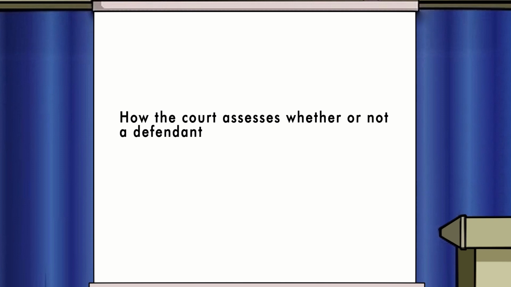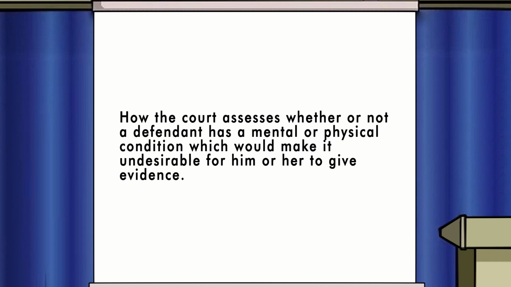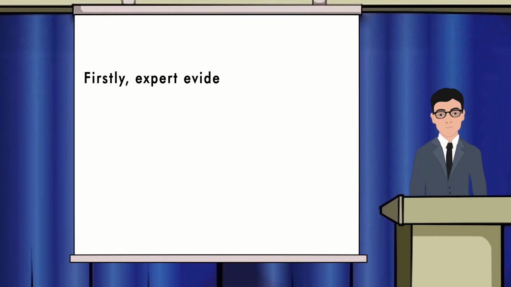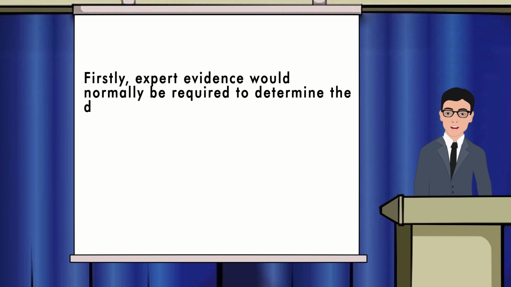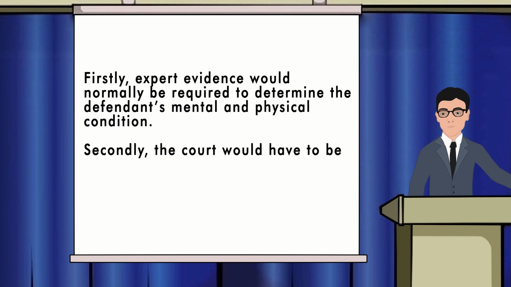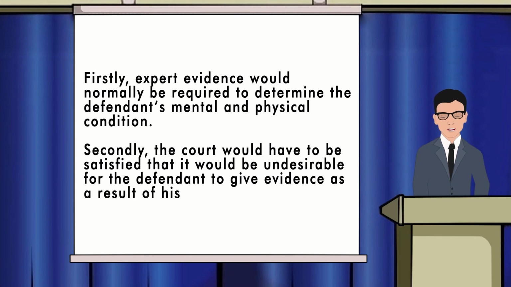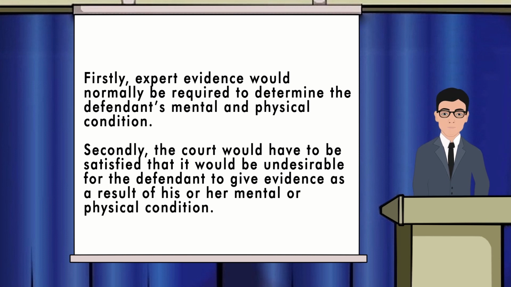Let's turn to the question of how the court assesses whether or not a defendant has a mental or physical condition which would make it undesirable for him or her to give evidence. Firstly, expert evidence would normally be required to determine the defendant's mental and physical condition. Secondly, the court would have to be satisfied that it would be undesirable for the defendant to give evidence as a result of his or her mental or physical condition. It's clear from the case law on this issue that it will be very rare that a court will find the physical or mental condition of the defendant will make it undesirable for the defendant to give evidence.